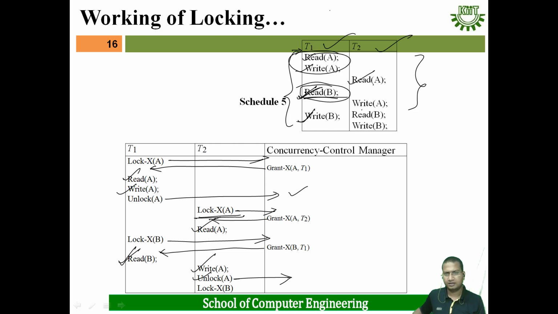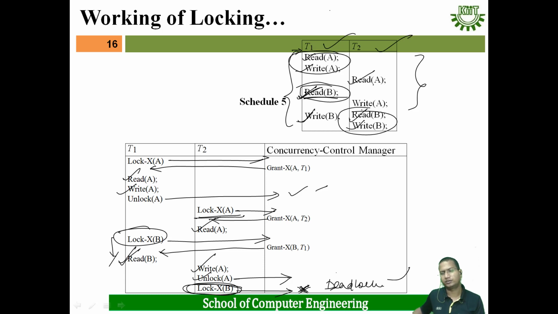Then after that, T2 has to execute read B and write B instructions. Before that, it has to request an exclusive lock on B. Is any lock present on B? Yes. Transaction T1 has applied an exclusive lock on B. That's why when T2 wants to apply an exclusive lock on B, it cannot be allowed by the concurrency control manager. Okay, then T2 will wait for the completion of T1. This is also a situation of deadlock, you can say.